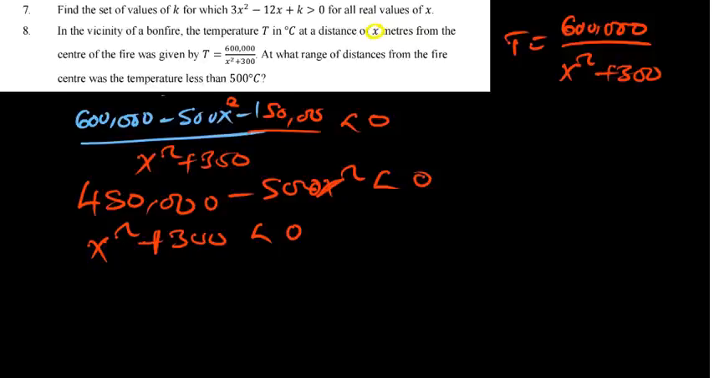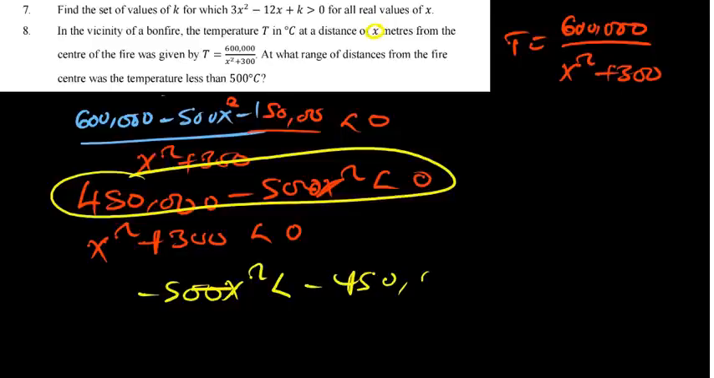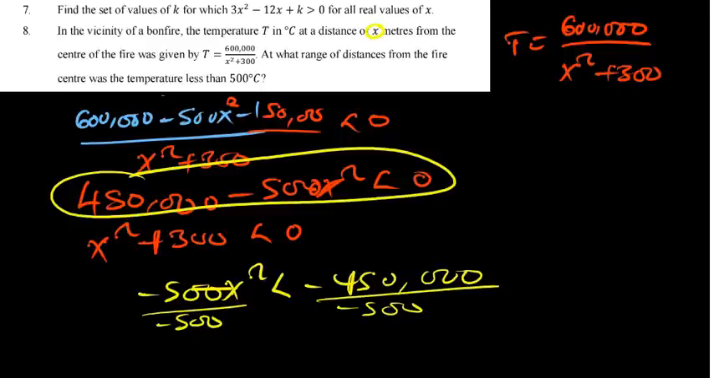So we're going to start with this one. I'll shift this to the other side. I'm going to have negative 500x squared less than negative 450,000. I'll divide both sides by negative 500. Now, once I divide both sides by a negative, the sign is going to change. So I'll have x squared greater than 450,000 divided by 500. What is that? It's 900, I think.